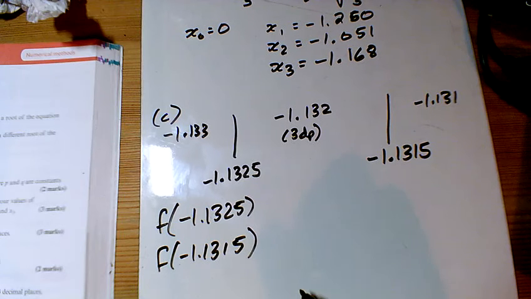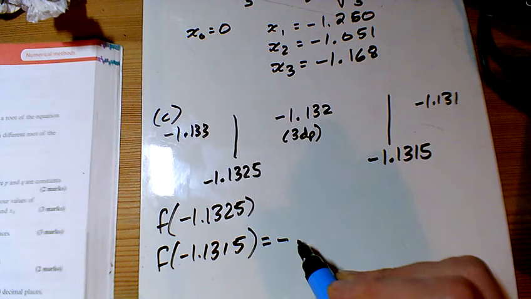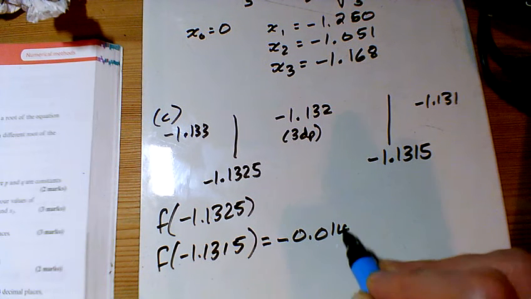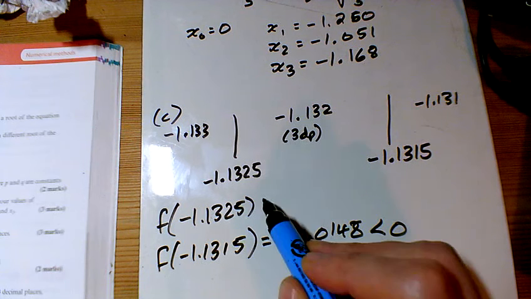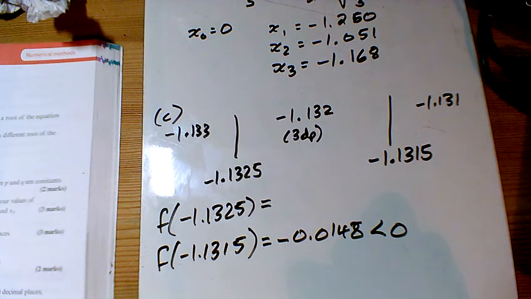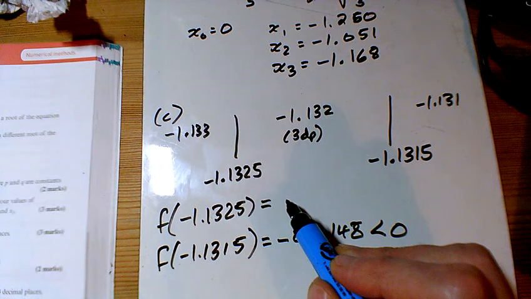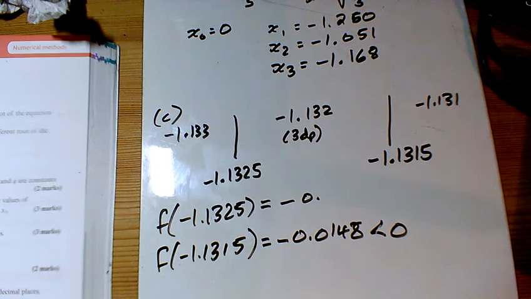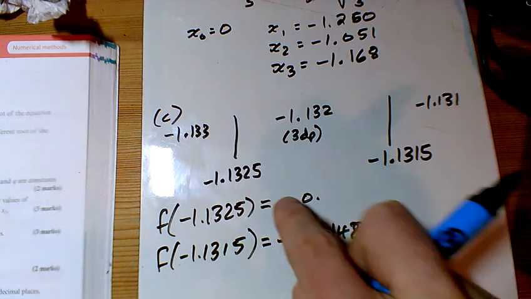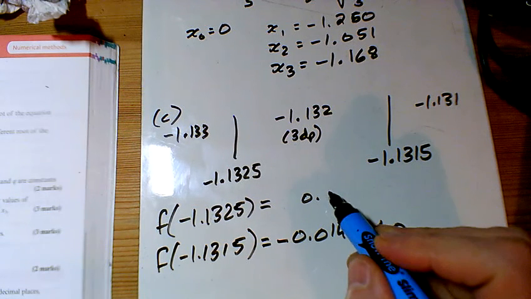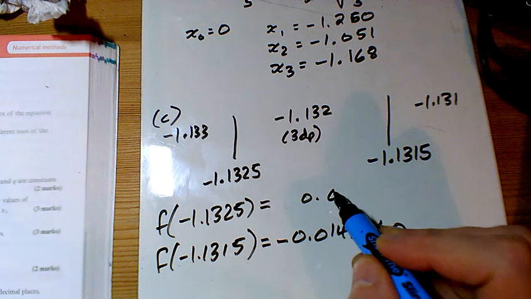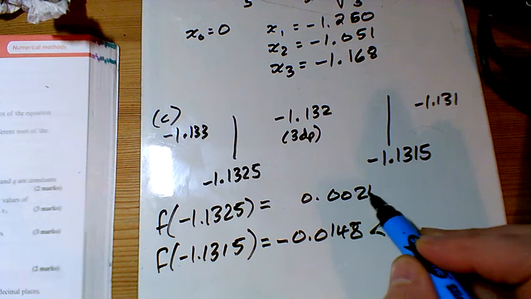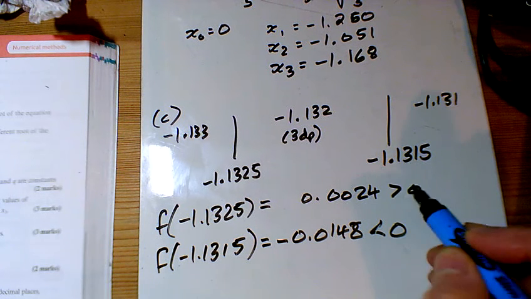So the 1.1315, that's the one I've got to be negative. I've got that one as minus 0.0148. So that one's less than 0. And the 1.1325, I've got that one as... hang on. No, not minus, sorry. That's the positive one. I was getting worried there that they were both negative. So that's 0.00. Mine's come up in standard form, so 0.024. So that one's greater than 0.